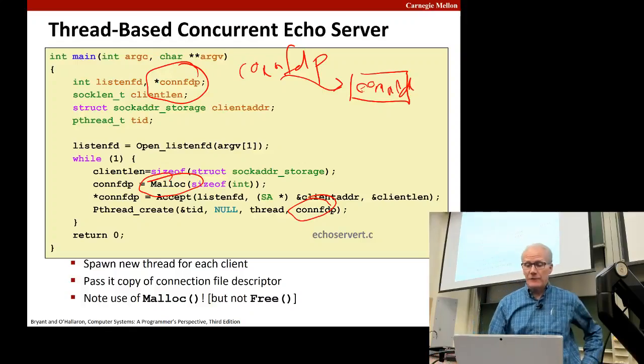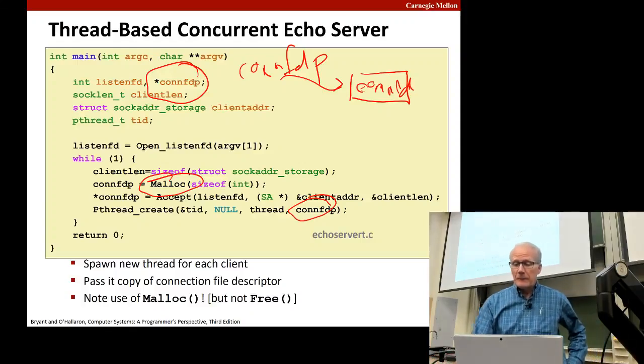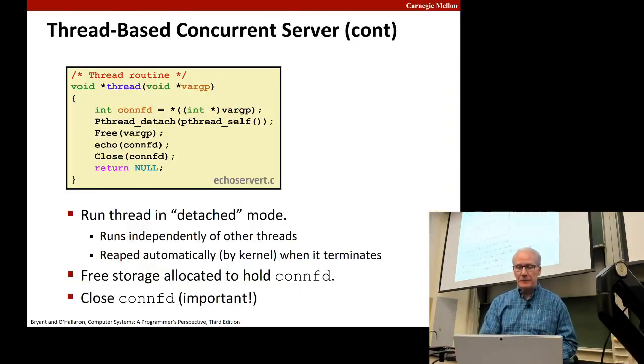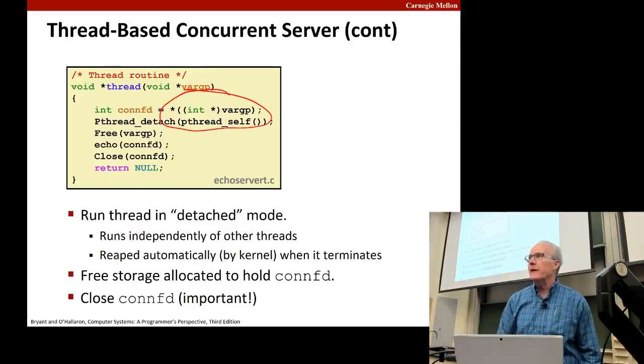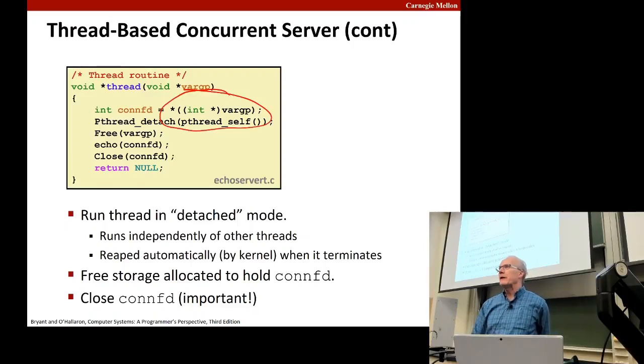If you can read that, good for you. And then I'll pass that pointer, and the thread will have access to that little block of storage. And we'll find out very soon why I did it that way and not some more straightforward way. And here's the thread routine. So here you see it's able to extract out of that block. It can dereference that pointer, cast it to an int star, dereference it, and get out of it the connection file descriptor.